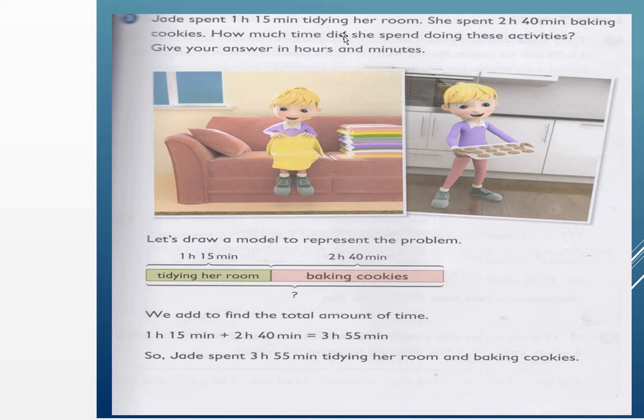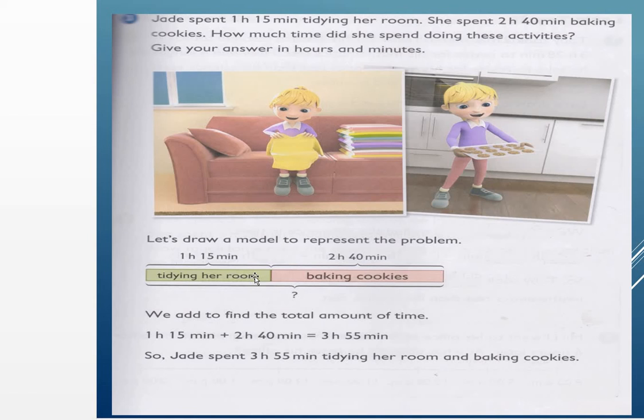Okay, so check your book on page 223. They say Jade spent 1 hour 15 minutes tidying her room. She spent 2 hours 40 minutes baking cookies. How much time did she spend doing this activity? Give your answer in hours and minutes. So let's draw a model to represent the problem. So this is how we draw it.